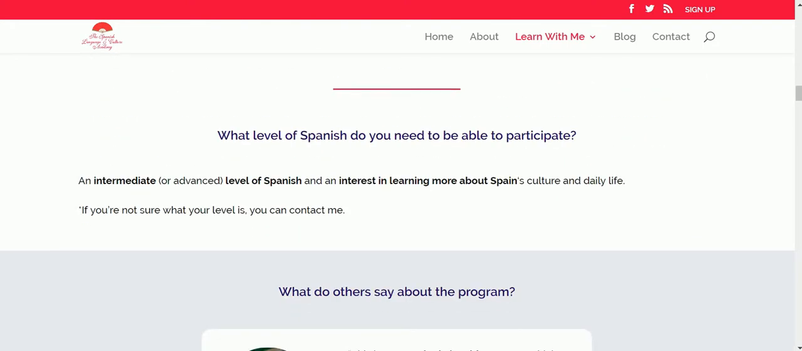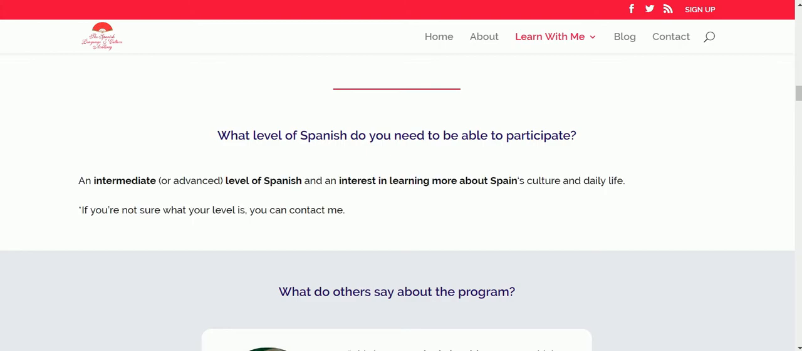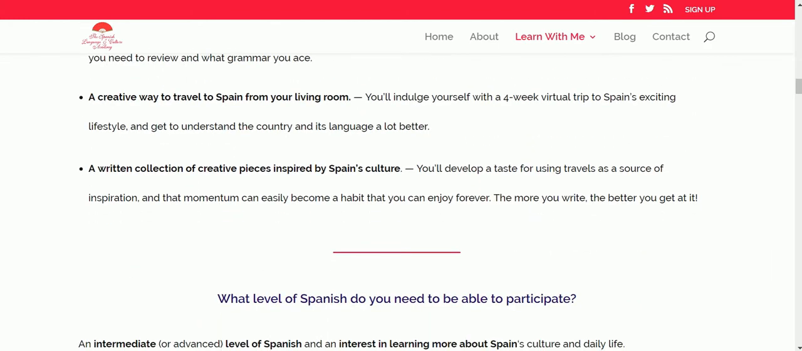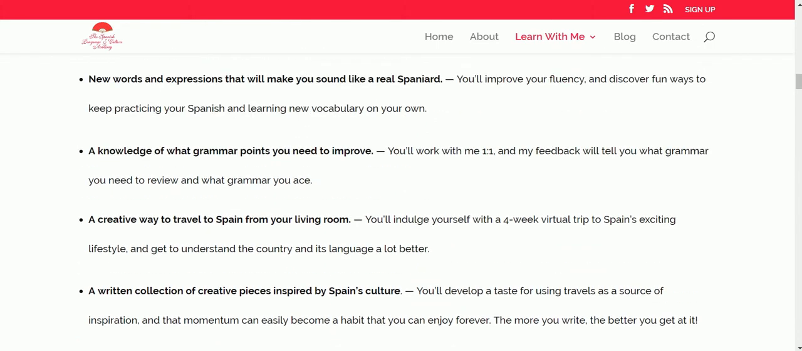"What level of Spanish do you need to be able to participate?" I will put it earlier, because remember the deal breakers. This would be a deal breaker. Because if a beginner comes and they don't know Spanish, they can save themselves reading all of that. So this is a more important deal breaker than anything that comes after the headline of the course.